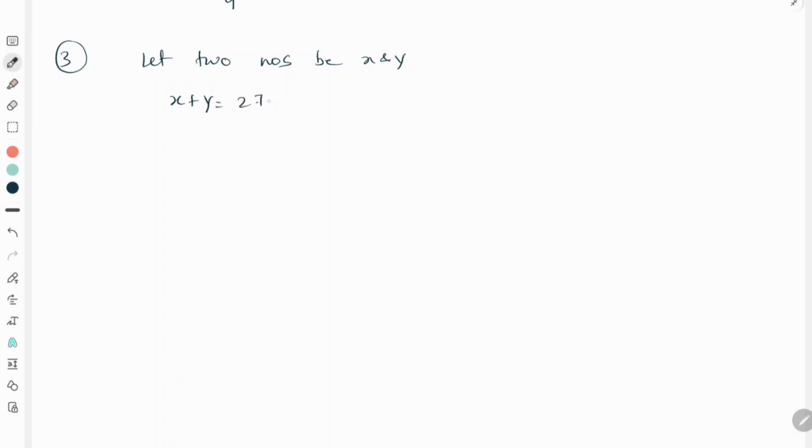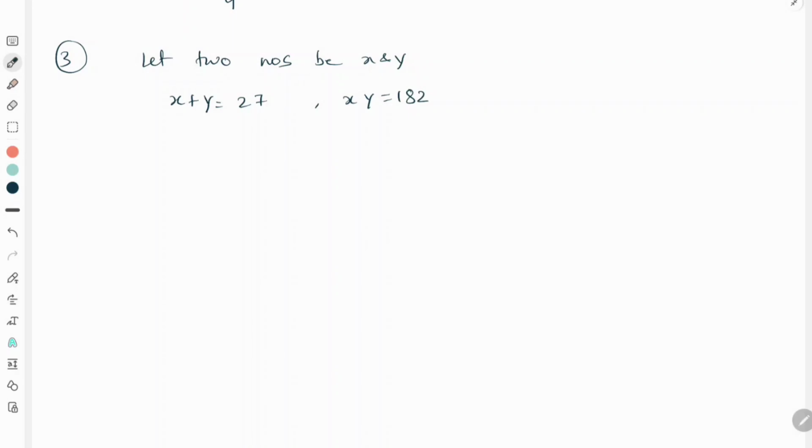So now let's move to question number 3, where we have to find two numbers whose sum is 27 and product is 182. So we have two things in our question. The question is saying we have to find two numbers whose sum is 27. So suppose we have two numbers, let the two numbers be x and y. So their sum is equal to 27 and their product is equal to 182.